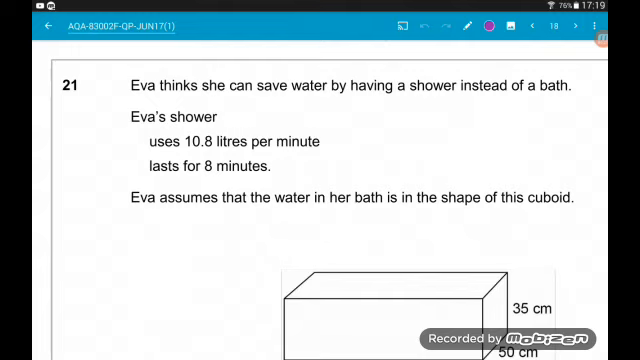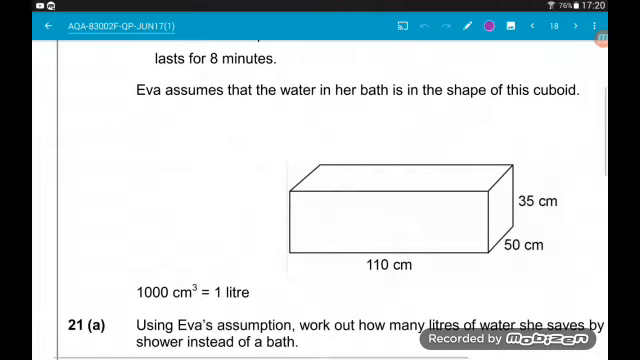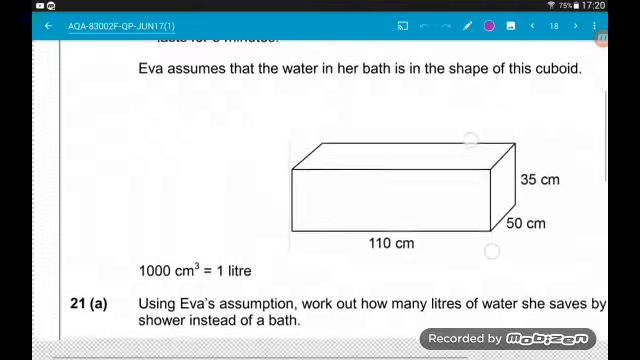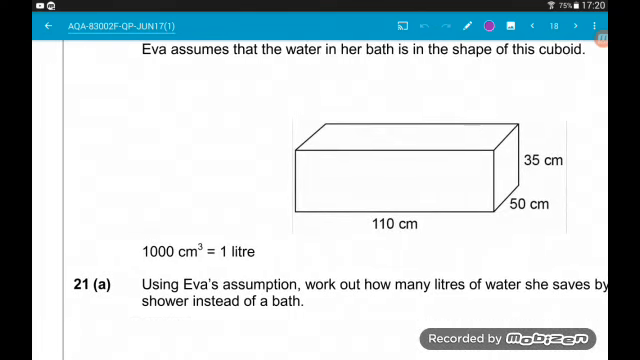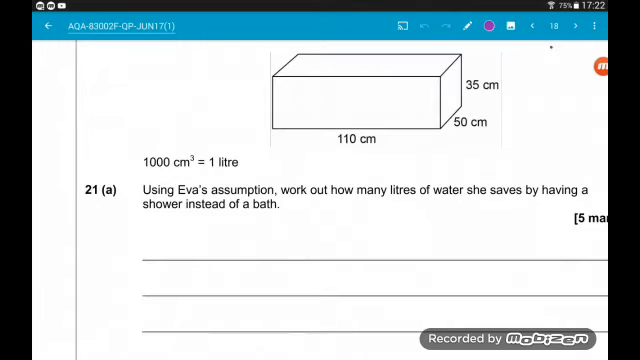So, Eva thinks she can save water by having a shower instead of a bath. Her shower issues 10.8 litres per minute and it lasts for 8 minutes. She assumes that the water in her bath takes the shape of this solid down here, so it's a cuboid, measuring 110 centimetres by 50 by 35. We're told that 1000 centimetres cubed is equal to 1 litre.